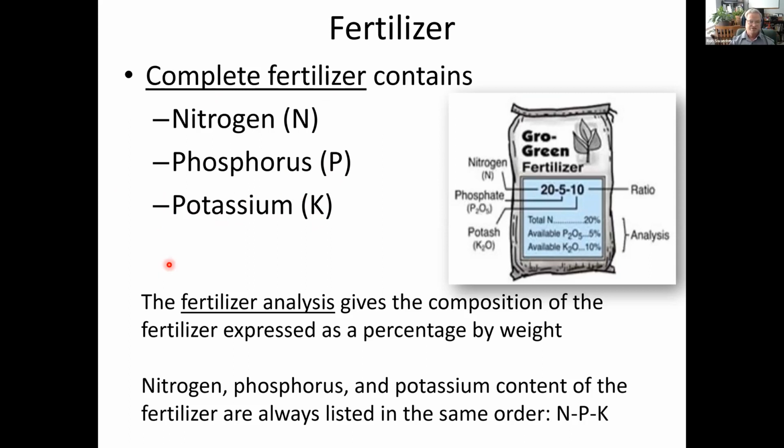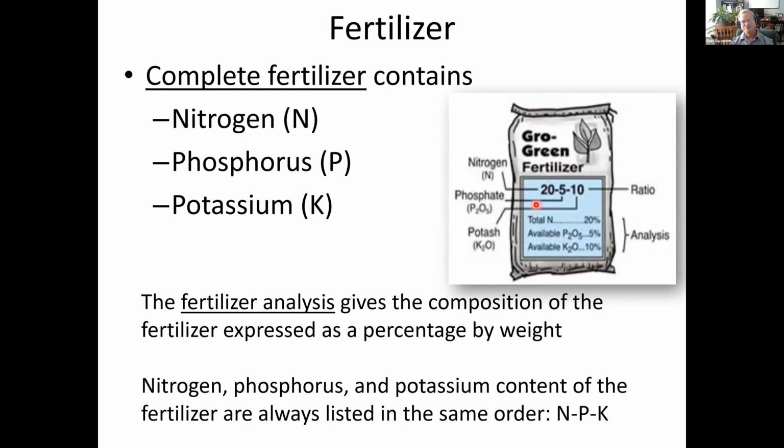The fertilizer analysis gives the composition of the fertilizer expressed as a percentage by weight of the bag. So when you see this 20-5-10, that means that 20% of the weight of the bag is going to be nitrogen. The 5 is 5%. The 10 is 10%. So what happens when you add all these numbers up? You get 35, right? So 35%. So only 35% of this bag is actually a fertilizer, right?